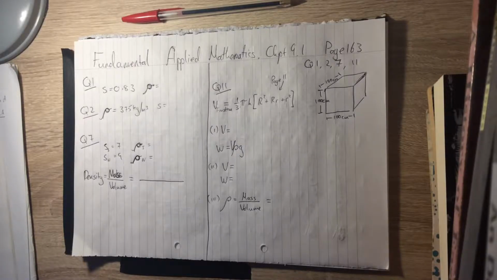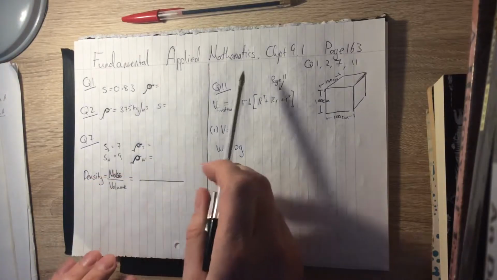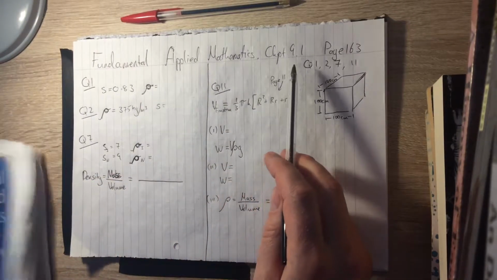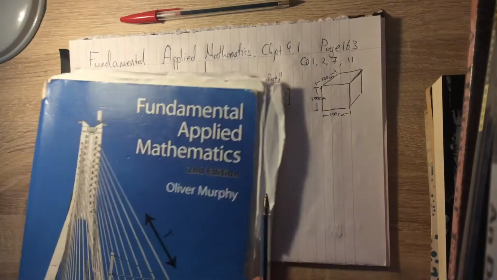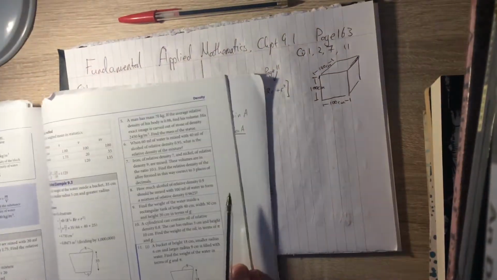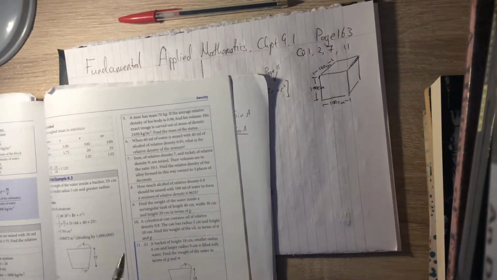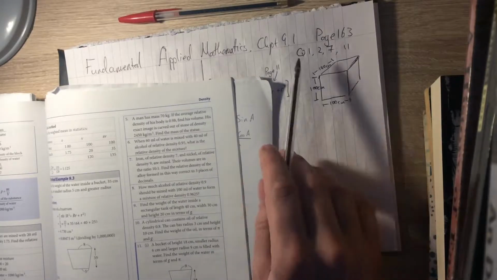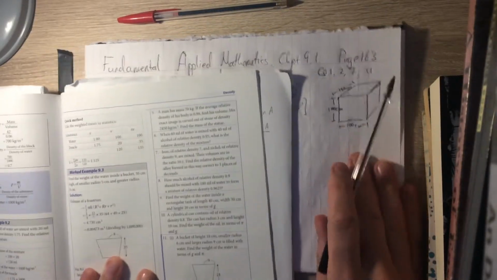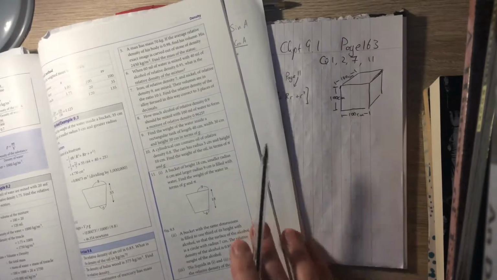How we doing, guys? So this is the start of our study of hydrostatics. We're looking at Fundamental Applied Maths, chapter 9.1, page 163. We're starting off with questions. We're going to do questions 1, 2, 7, and 11 there. Starting off here with question 1 and question 2, which I'll do quite quickly.